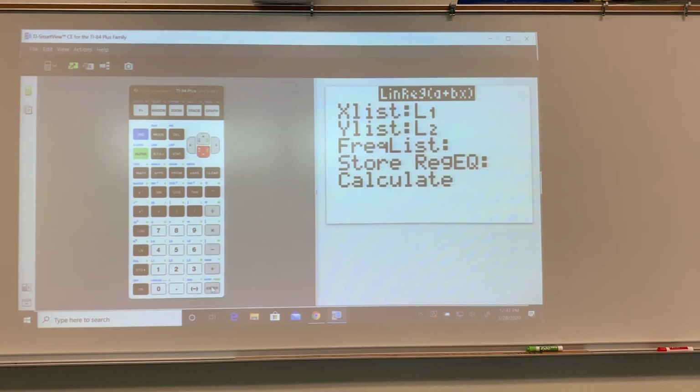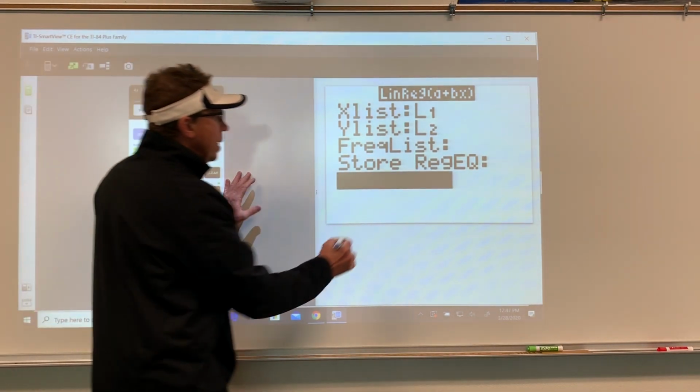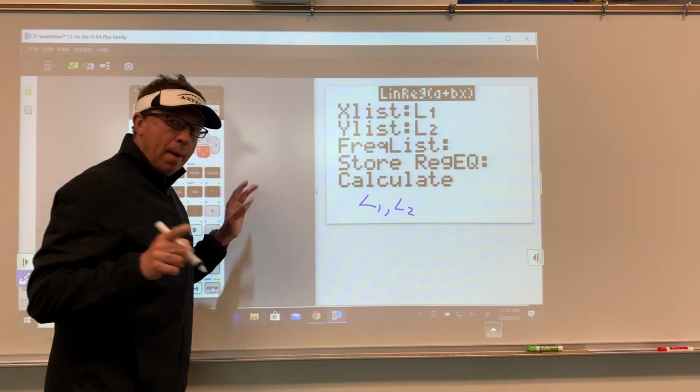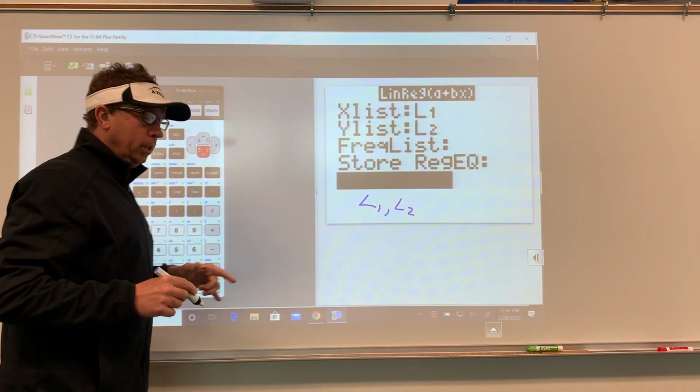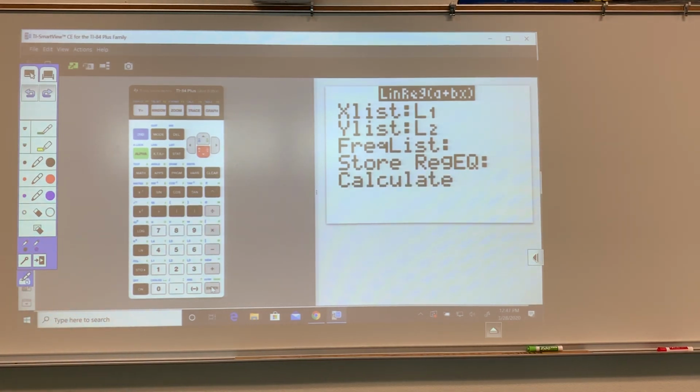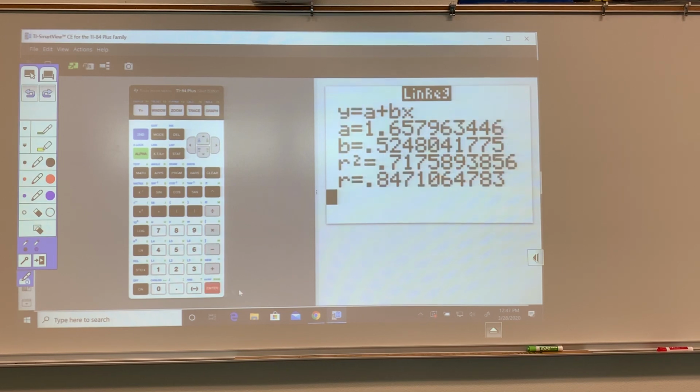Now on your calculator, you may end up doing L1 comma L2. That might be how you have to do it on your calculator to get the line, okay? All right, and then I'm going to go ahead and hit calculate.